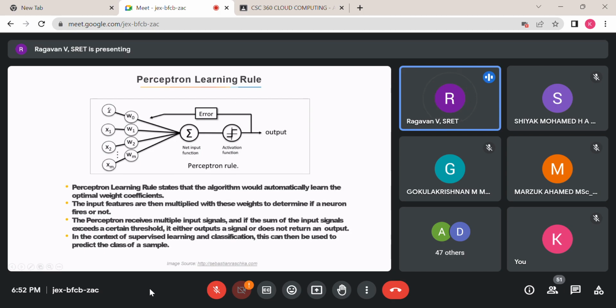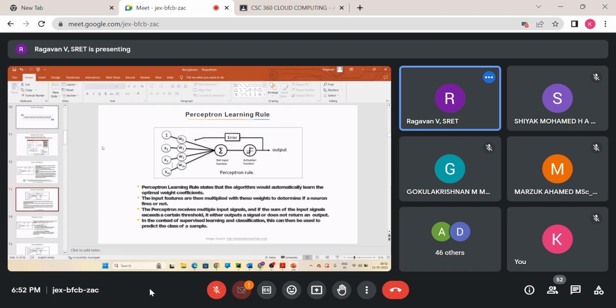That's all. N number of inputs, associated weights, summed up and passed through the activation functions. These activation functions produce the output. I'll just take this image and explain clearly. You'll understand.